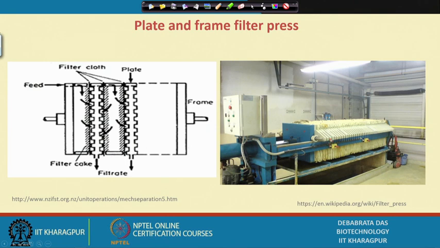So, this is how it looks. You can see this is how the different plates are, and this is the cloth; you can see how the cloth looks. This is the thick cotton pad that we have in between the plates, and we pass the liquid like that.